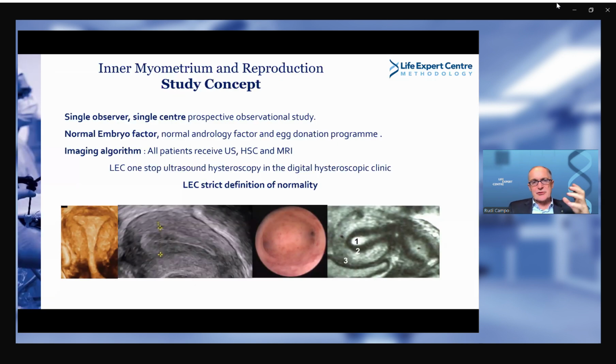So let's do some clinical work. The study concept is that we have to work single observer, single center, that we need a normal embryo factor, and that we have an imaging algorithm that we followed in the last 20 years, and every patient receives in the study protocol ultrasound, hysteroscopy, MRI, and every single exam is validated by the same examiner.